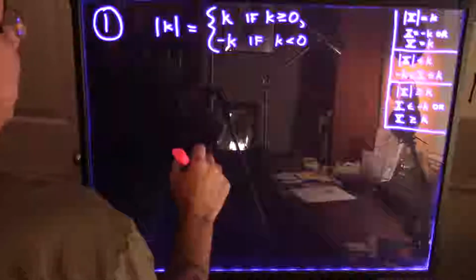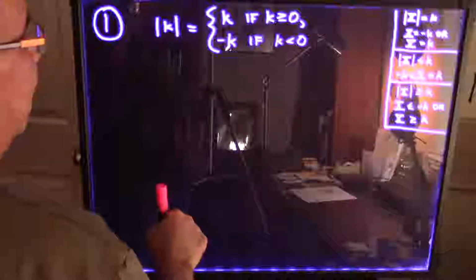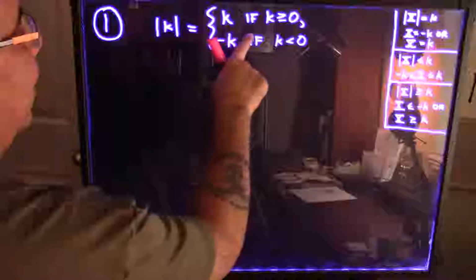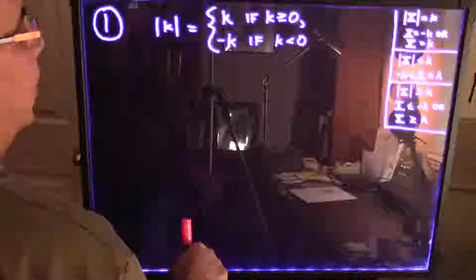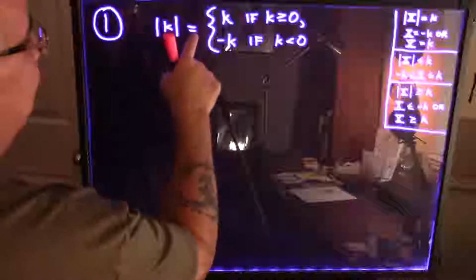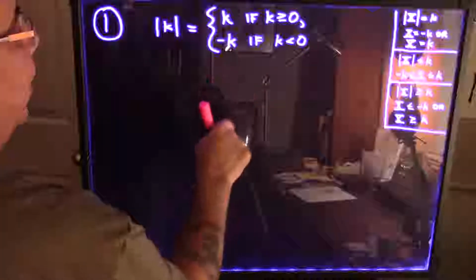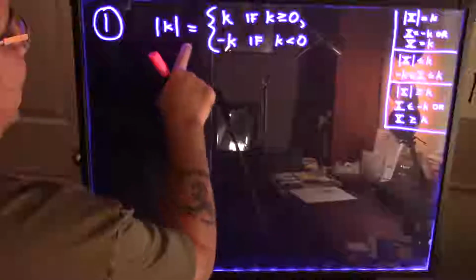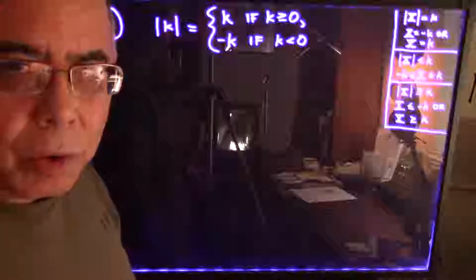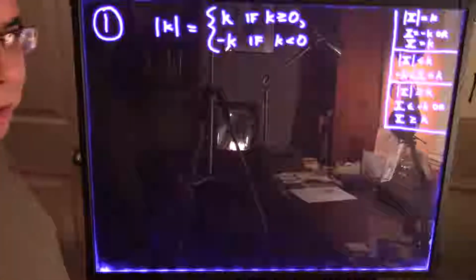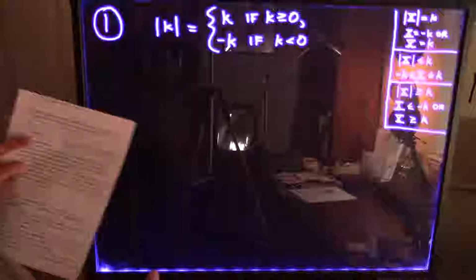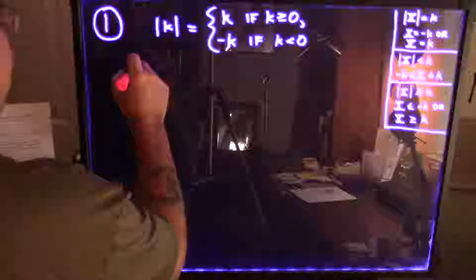In other words, if k were a positive number, let's say 7, the absolute value of 7 is k itself, 7, since 7 is greater than or equal to 0. If k were negative, like k was negative 7, then this would apply here. So the absolute value of negative 7 would be the negative of negative 7. K is negative 7, remember. So it would be positive 7, obviously, right? Using the definition, let's suppose we have an absolute value equation.